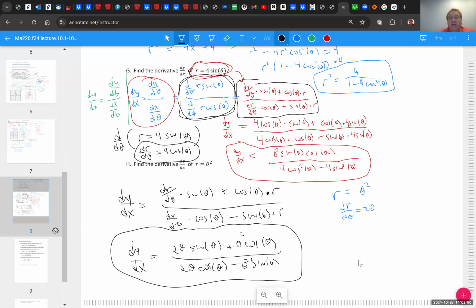Okay, so some derivatives of polar equations. Great. Well, hopefully this was useful. Hopefully you learned a little bit about polar equations and how to do a little bit of calculus on them.